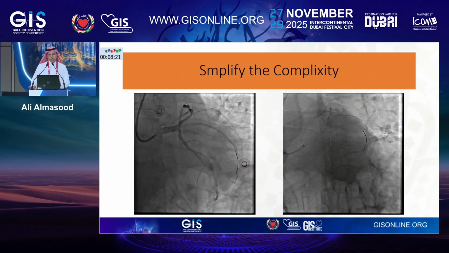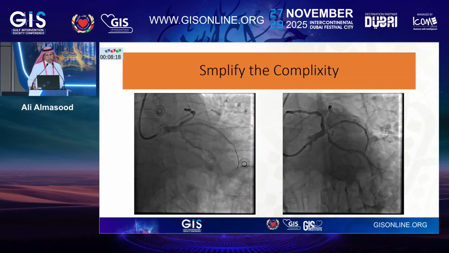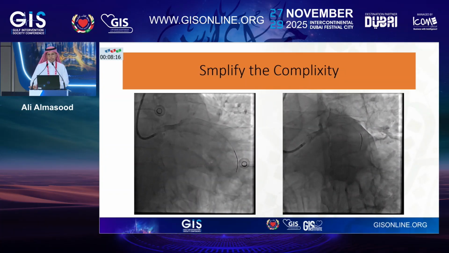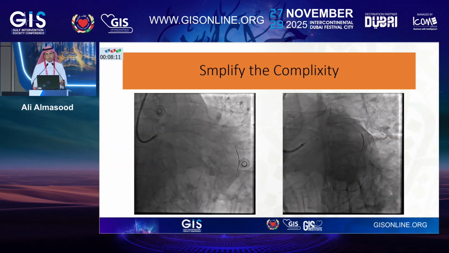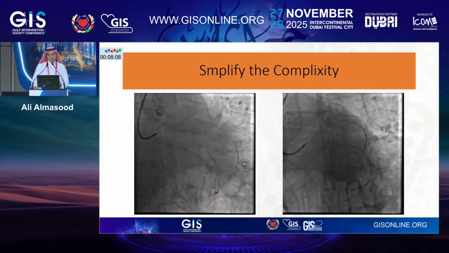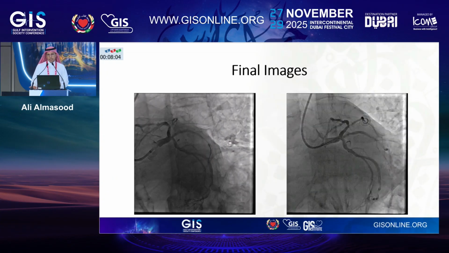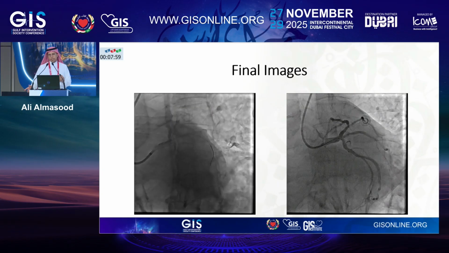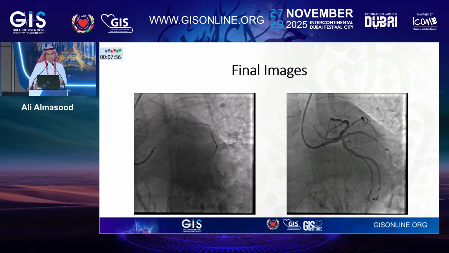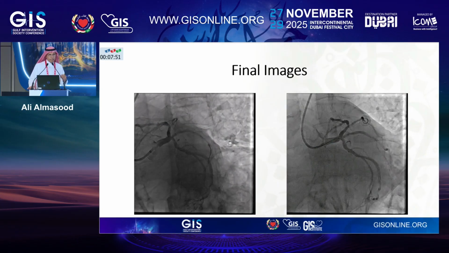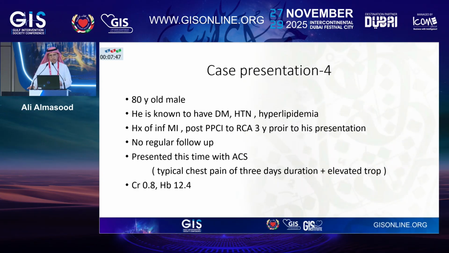So we went ahead with the standard technique to wire this ramus. And now we're between putting in a stent and running the risk of geographic miss, or using DCB and seeing. So we decided to go with DCB, and you can see his result. It's a stent-like result. We don't have a follow-up cath, but we have clinical follow-up. The patient did well and is clinically very stable. So DCB definitely saved dye, less complexity, and good outcome.